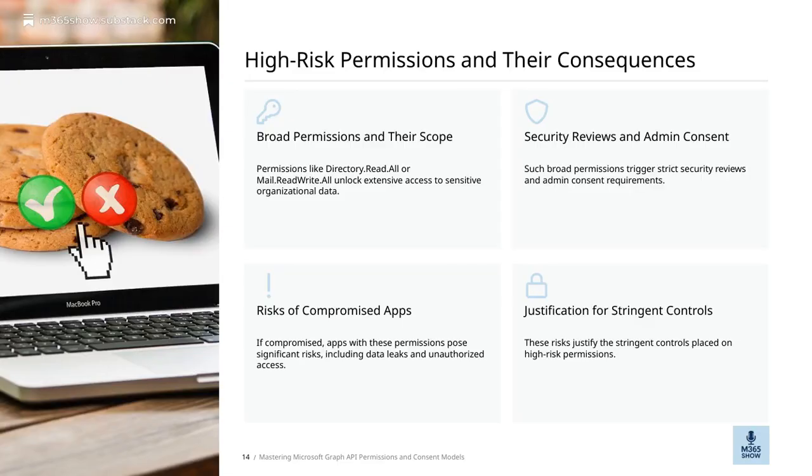Permissions like Directory.Read.All or Mail.ReadWrite.All grant extensive access to organizational data, making them particularly powerful but also potentially dangerous if misused. These broad permissions significantly expand the scope of what an app can access, which is why they trigger rigorous security measures to protect our data and systems.